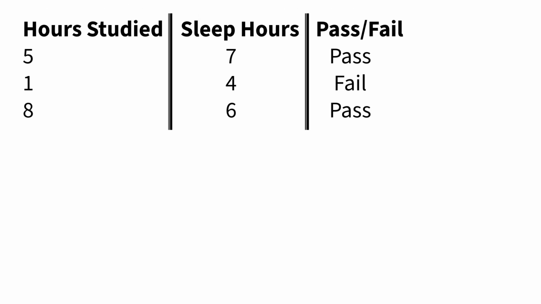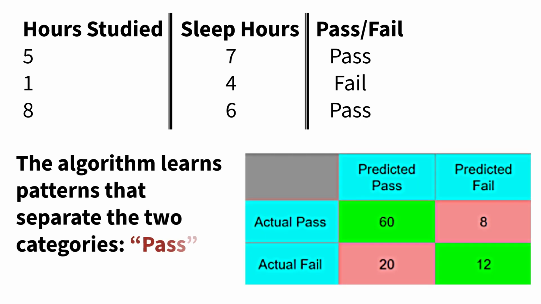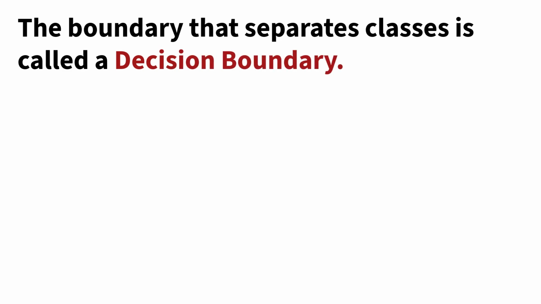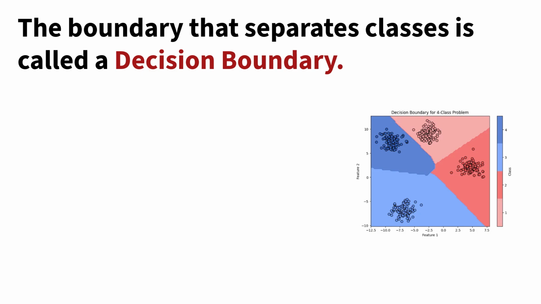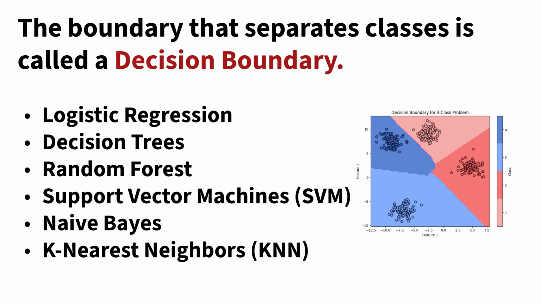Let's say you have data which has columns like hours studied, sleep hours, and pass or fail. The algorithm learns patterns that separate the two categories, pass or fail. So next time you give new inputs, it predicts which side it falls on. The boundary that separates classes is called a decision boundary. Some famous classification algorithms are logistic regression, decision trees, random forest, support vector machines, naive Bayes, and k nearest neighbors. Logistic regression, despite the name, is used for classification.